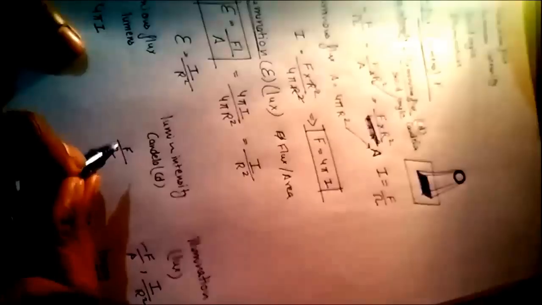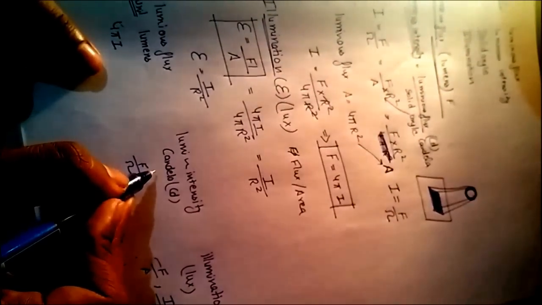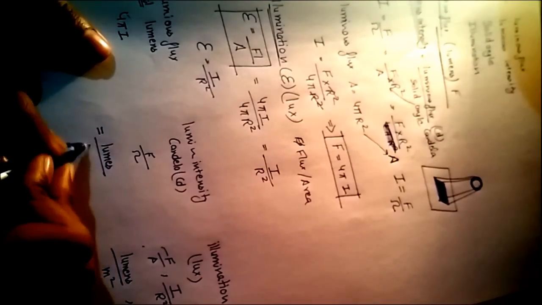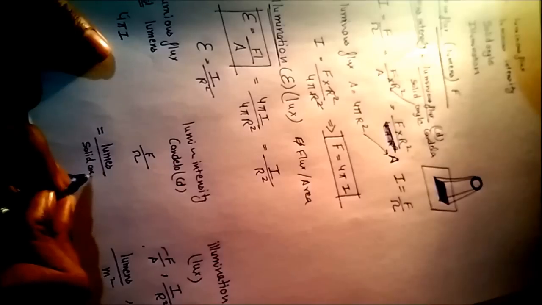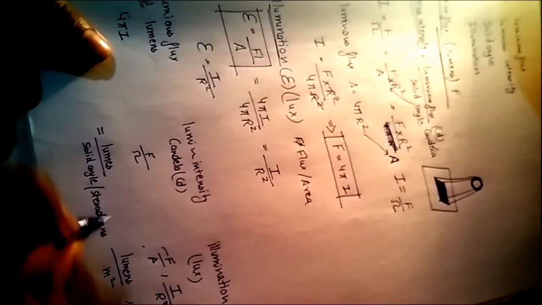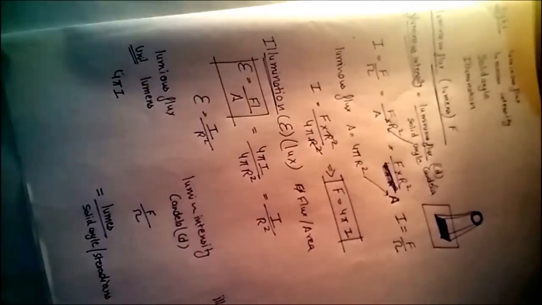Okay. Unit of luminous intensity will be lumens per solid angle, or steradians. That is luminous flux, luminous intensity, and illumination. Sometimes questions come from these units, so these are important.